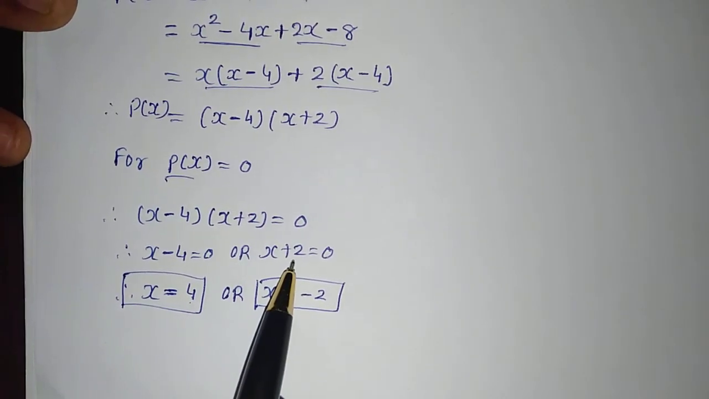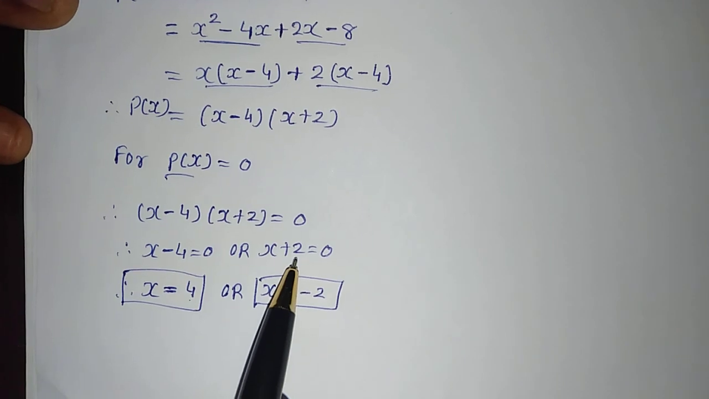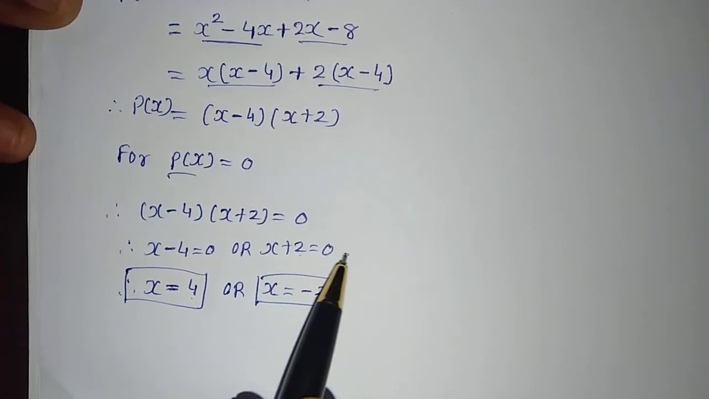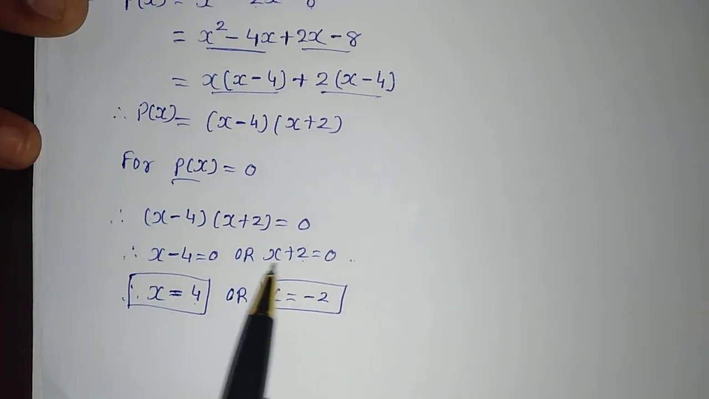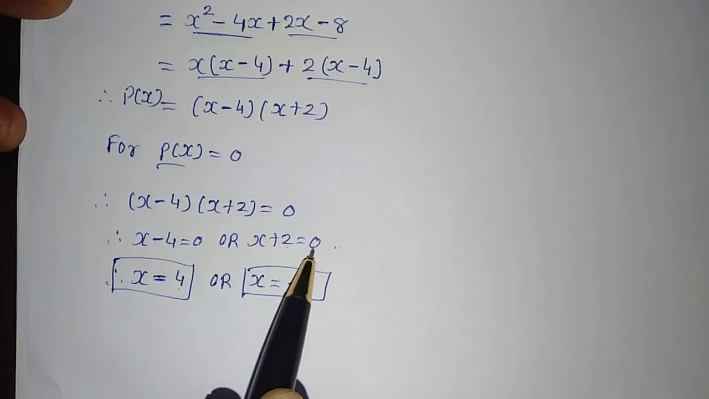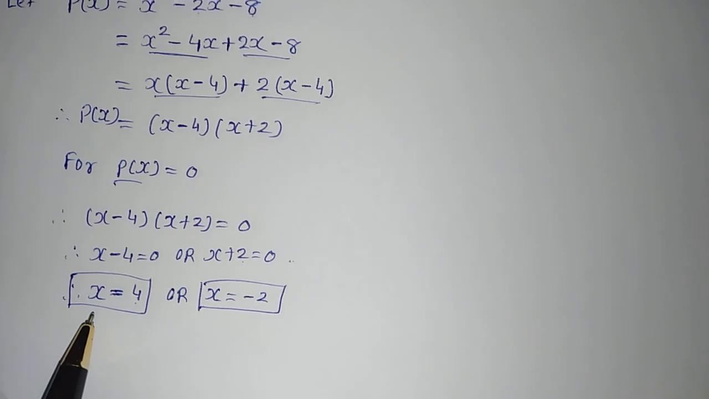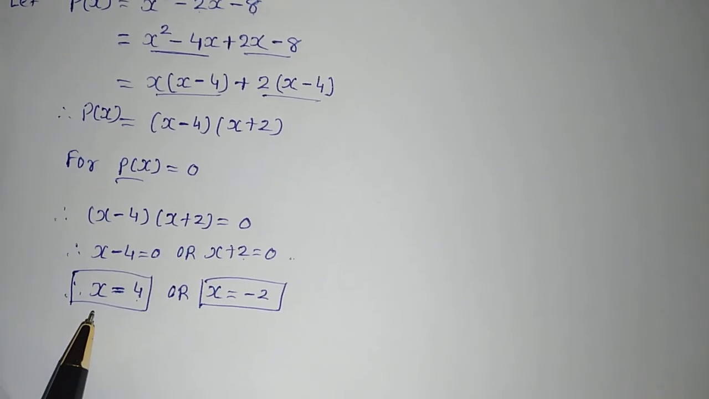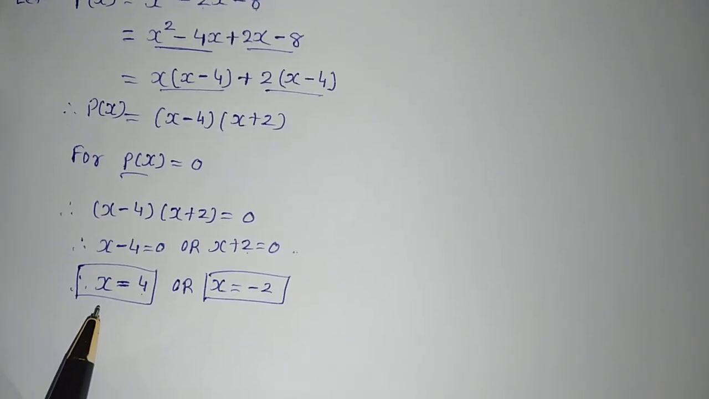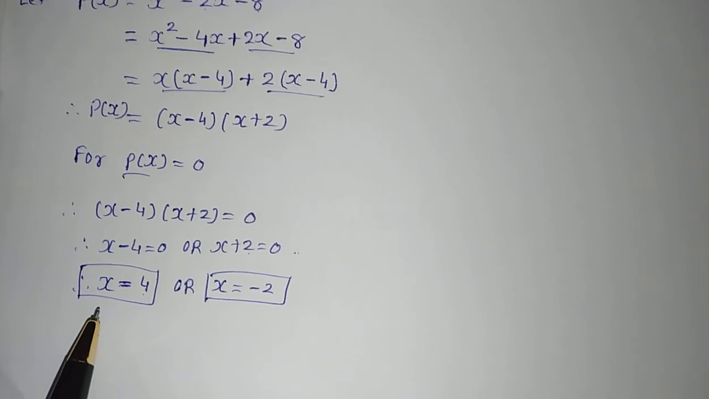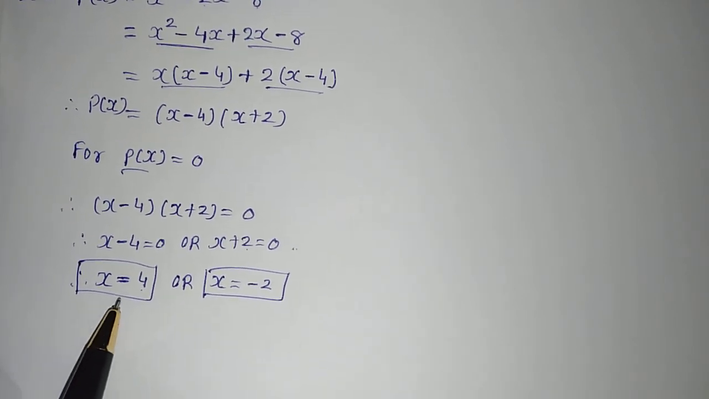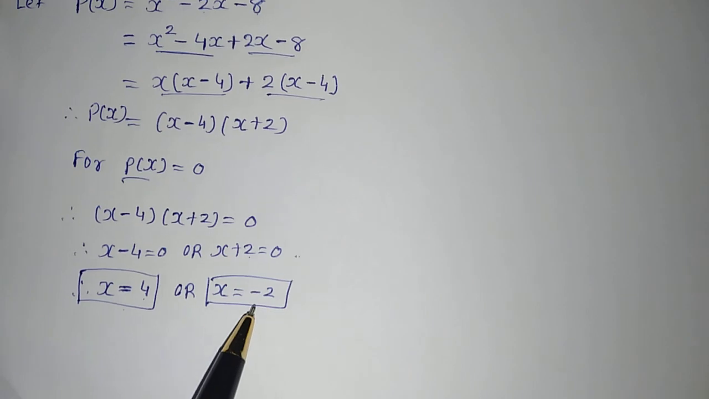Here what we did, plus 2, we have subtracted minus 2 at both the sides, minus 2 minus 2. So here plus 2 minus 2 is 0, so here it remains x, and this side it would remain minus 2. So we got two values of x. We can say we got two zeros of the polynomial. That is, one zero is 4 and another zero is minus 2.